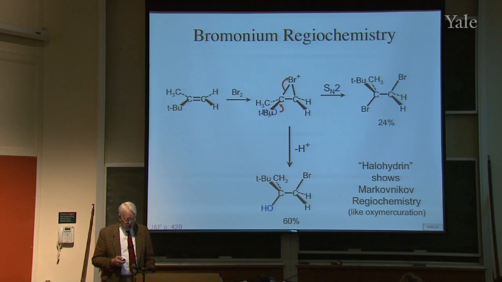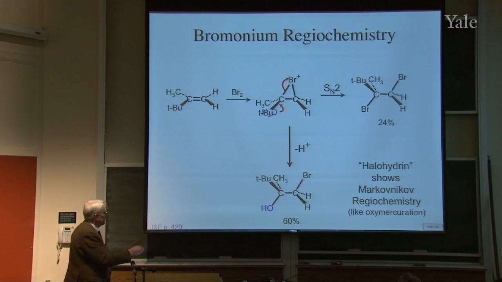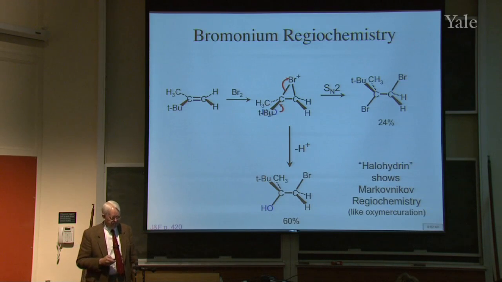And notice that it shows Markovnikov regiochemistry for the reasons we've just been detailing. The electrophile that added first was bromine, giving the more stable cation, or unsymmetrically the thing that had more positive charge here, and that's where the water, the nucleophile, ends up on the more substituted carbon.